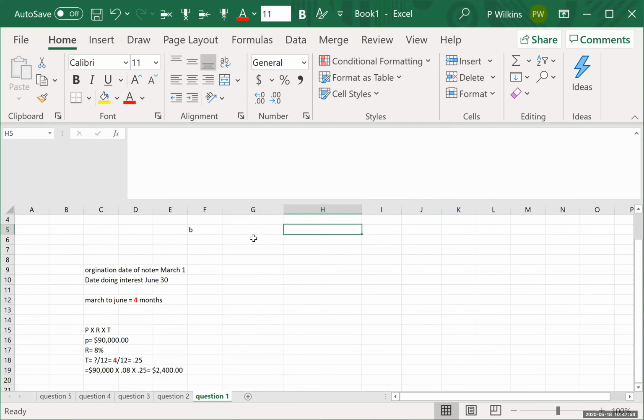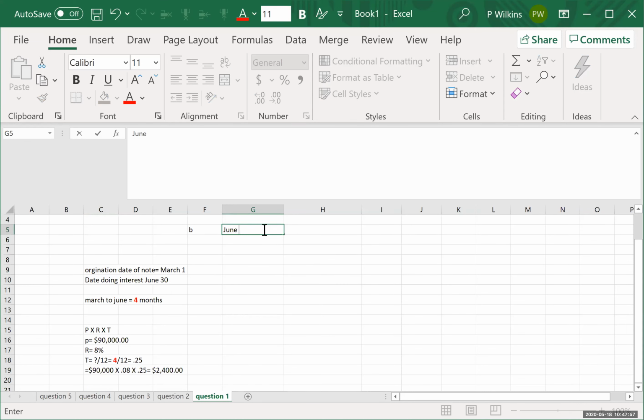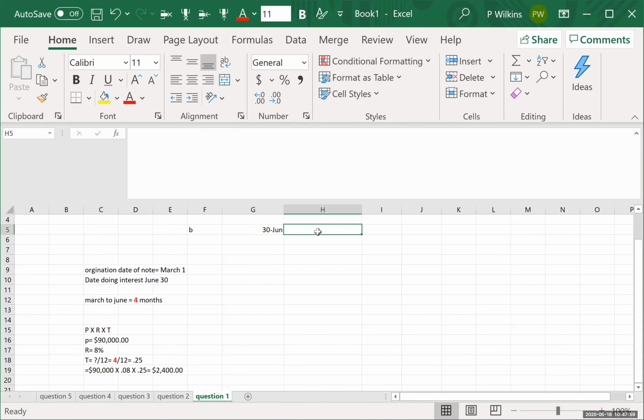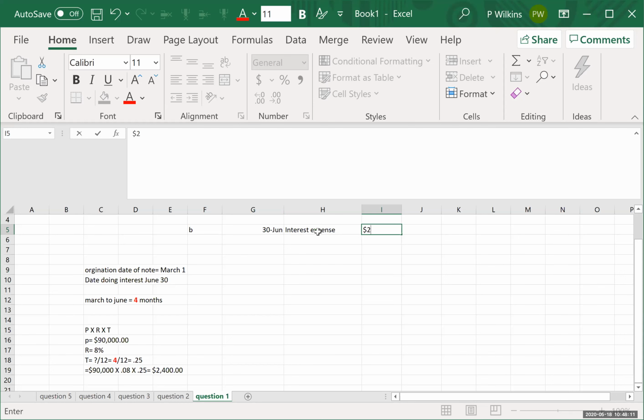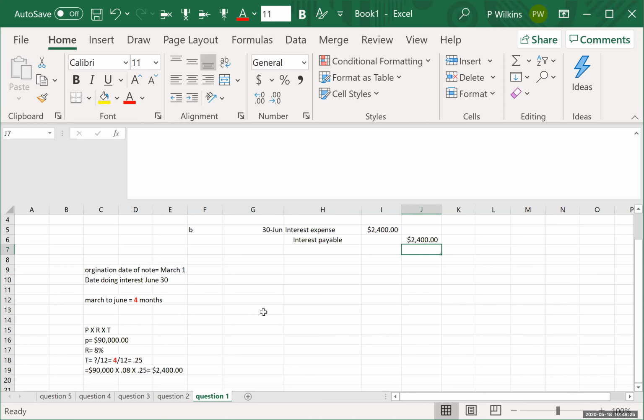So on B, for June 30th, we are going to debit interest expense for $2,400. We're going to credit interest payable for $2,400. Okay, so that's the interest on June 30th.